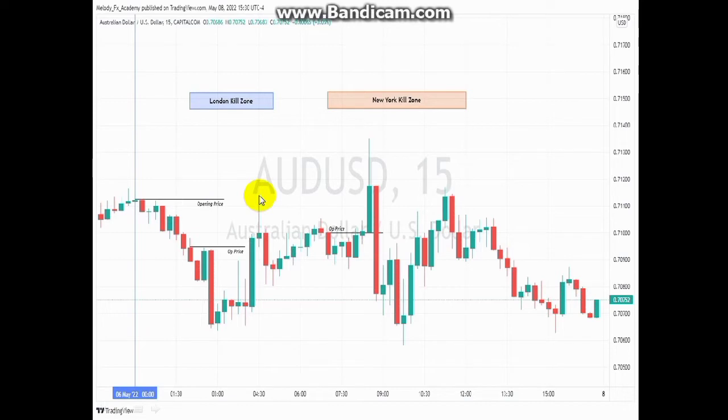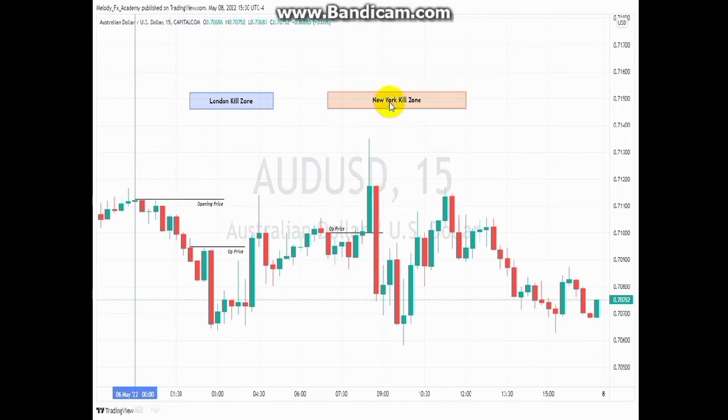Here we got a little displacement, but that wasn't really much, and we were already outside of our Q zone. We had this, but there was no shift in structure, as you can see right here. And so I skipped this. I didn't really look much into this. My attention was right here on the New York Q zone opening.